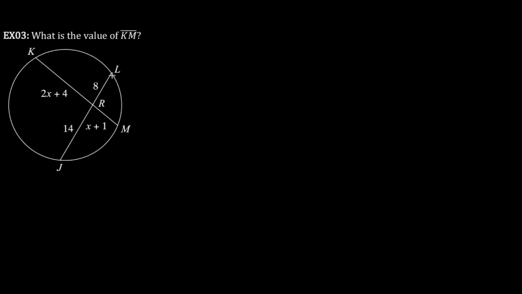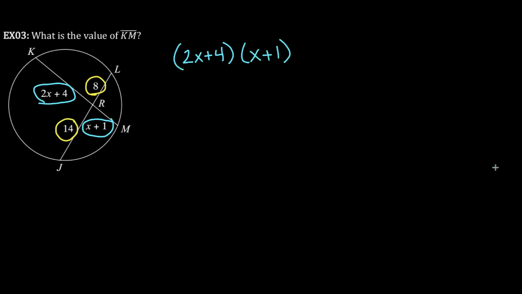So it wants to know the value of km, all the way across. So let's do this first. This is 2x minus 4. I assume that this 8 goes to this 14. So I'm going to put those together. So it should say 2x plus 4 times all of that, times x plus 1. And we should get 14 times 8.